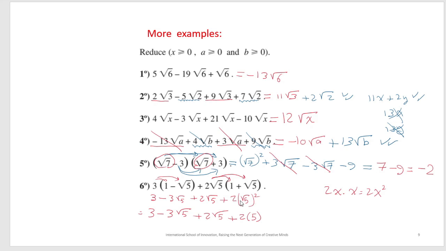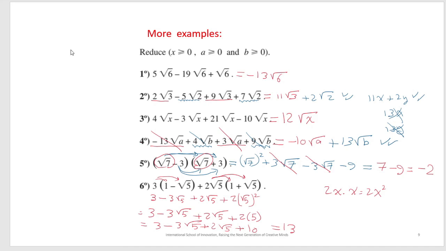2 into radical 5 squared. Radical 5 squared is 5. 2 times 5, now we write it 10. So it's 3 minus 3 radical 5 plus 2 radical 5 plus 2 times 5, 10, and it's equal, so let's simplify it now. 3 plus 10 is 13, so I add 3 and 10.